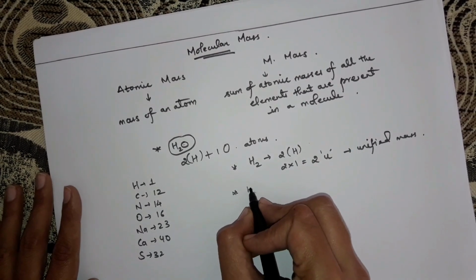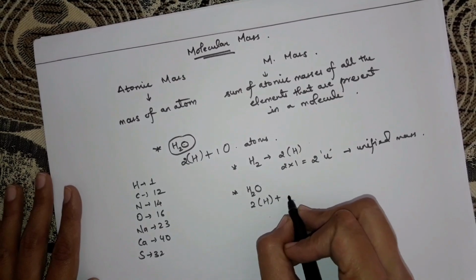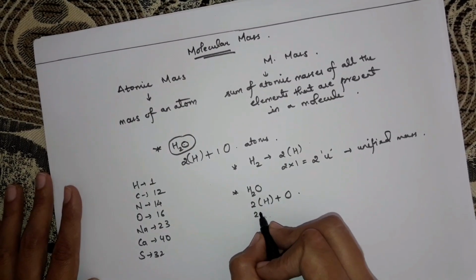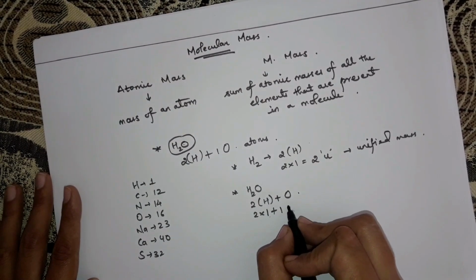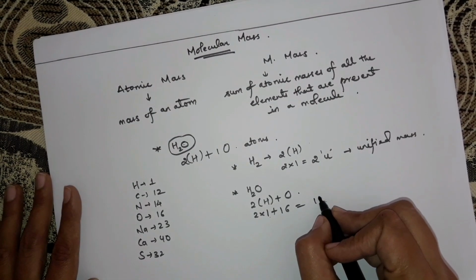Another molecule, say H2O, how do we calculate? 2 times hydrogen atom plus 1 oxygen atom. This will be 2 into 1 plus oxygen has an atomic mass of 16, as we have seen before. So this would be equal to 2 plus 16, this is 18 U.